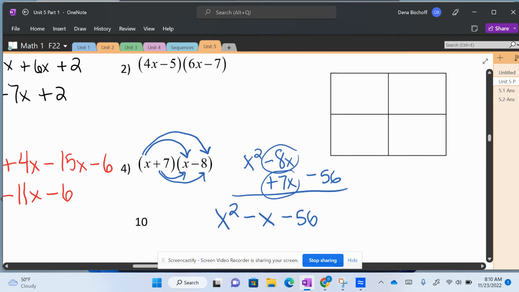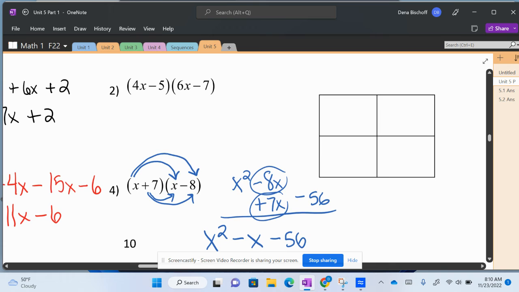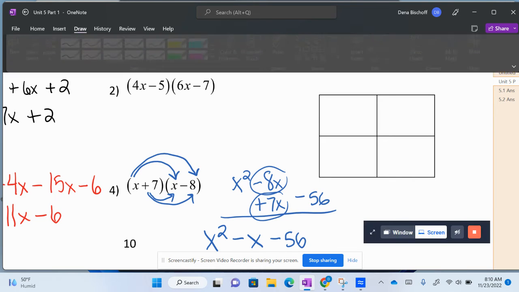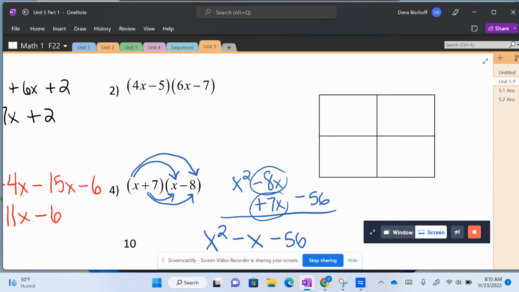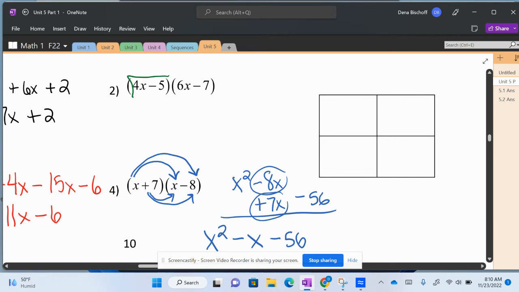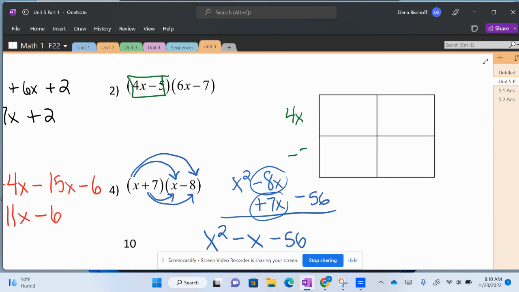So I want to look at number 2, and I want to show you how to fill out this factor box because did you guys ever learn lattice method for multiplying? No? Yeah? Okay. So it's kind of like that if you think about it. I'm going to take this 4x minus 5, and I'm going to write it right here, 4x, and I'm going to put the negative 5 here. So this is my first parenthesis on the left. Sometimes a visual is really good for you. And when we start factoring, this is how we break up our terms. So it's good to see this. And then I'm going to take this parenthesis, and I'm going to put 6x right here and negative 7 right here.